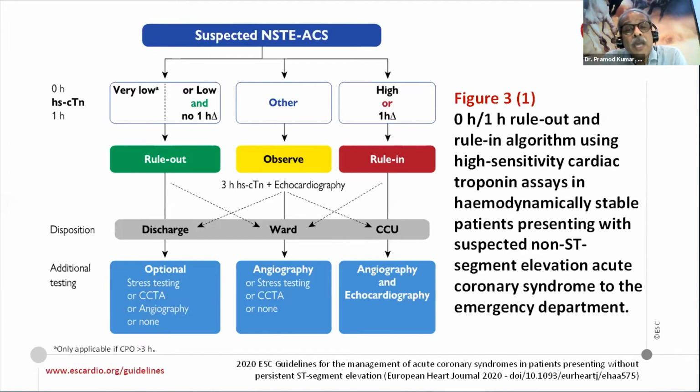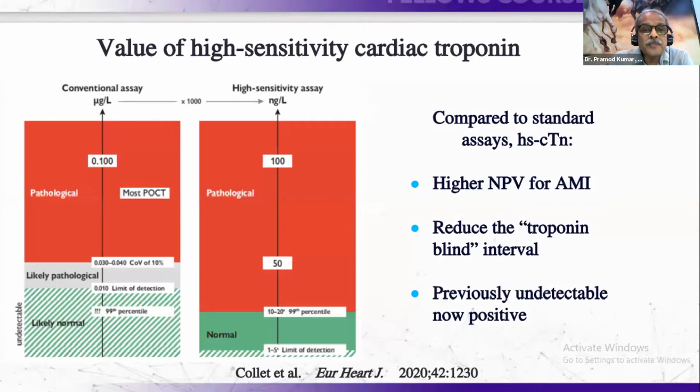If it's a very high initial HSCT and you see another very significant rise at 1 hour, you rule in non-ST elevation MI or ST elevation depending on the ECG changes. The patient goes to CCU and goes for a very early angiography. Echocardiography is only to see the LV function.